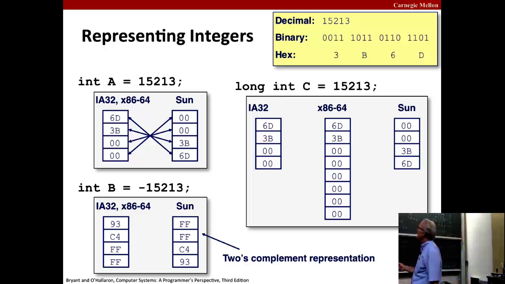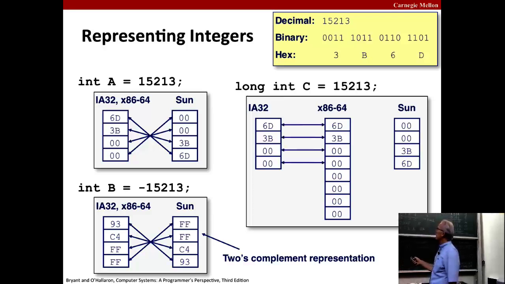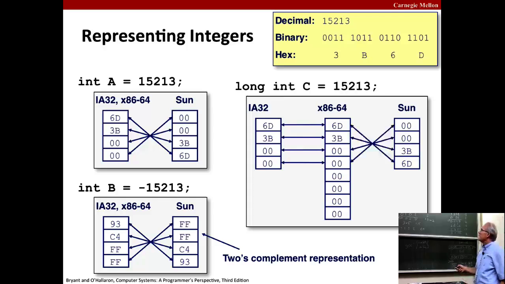You'll see that the only difference between a 32-bit machine and a 64-bit machine is that you have more zeros or more ones, depending on whether it's a positive or a negative number. And again, Sun is now manufactured by a company called Oracle. So in principle, I could go get one of these 64-bit machines and run this experiment, but it's really not a very interesting experiment, so I won't bother.